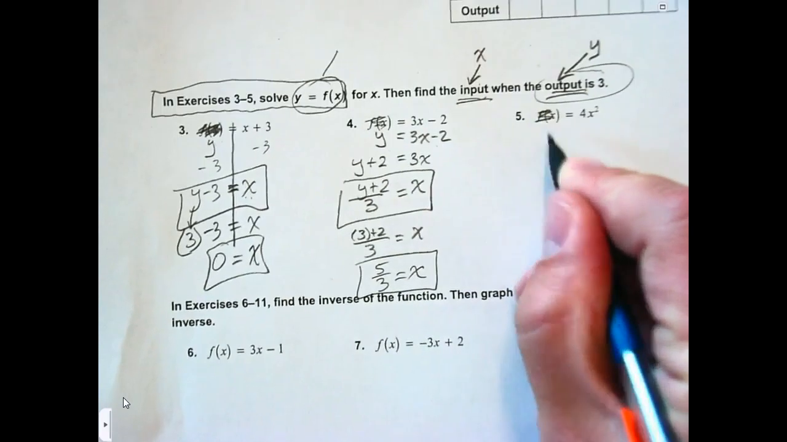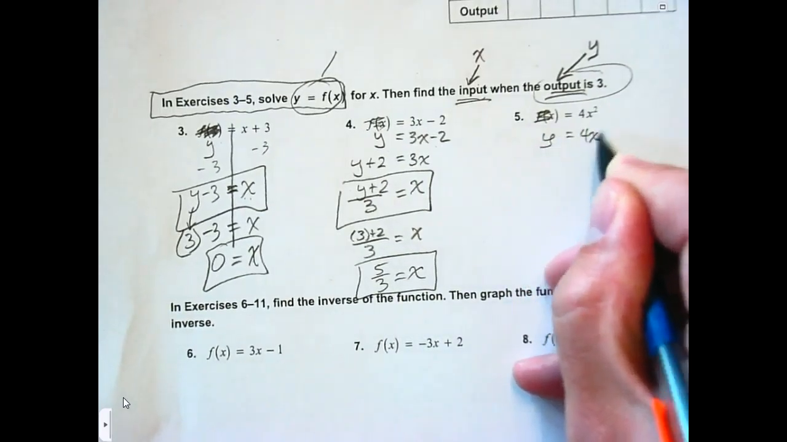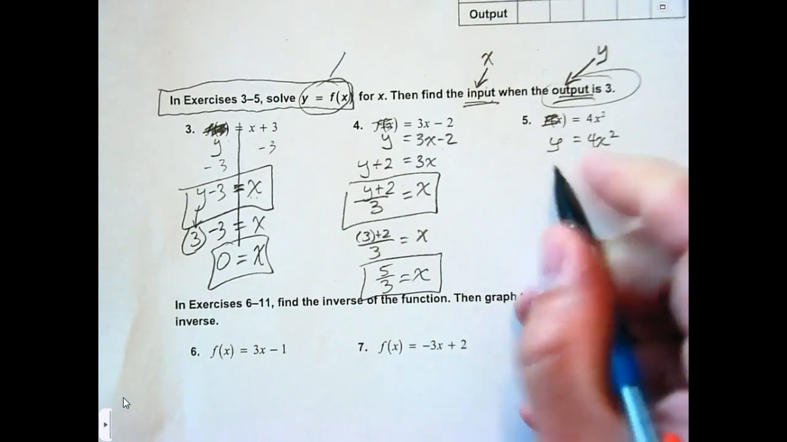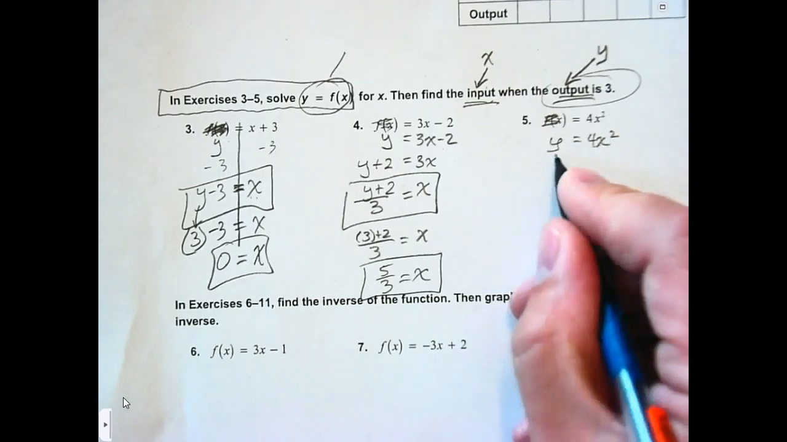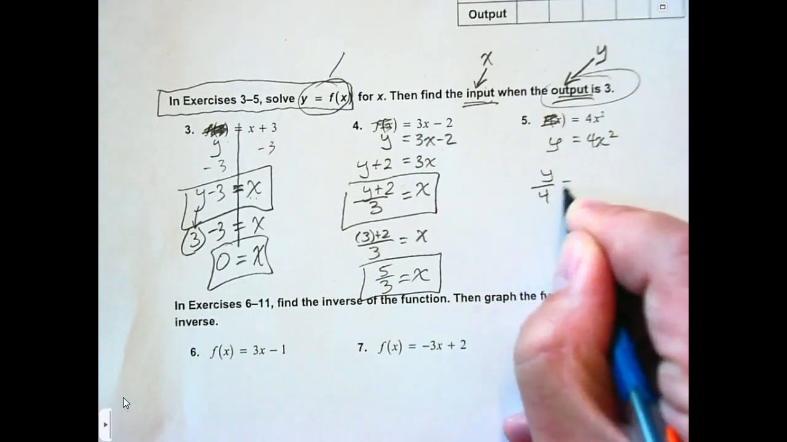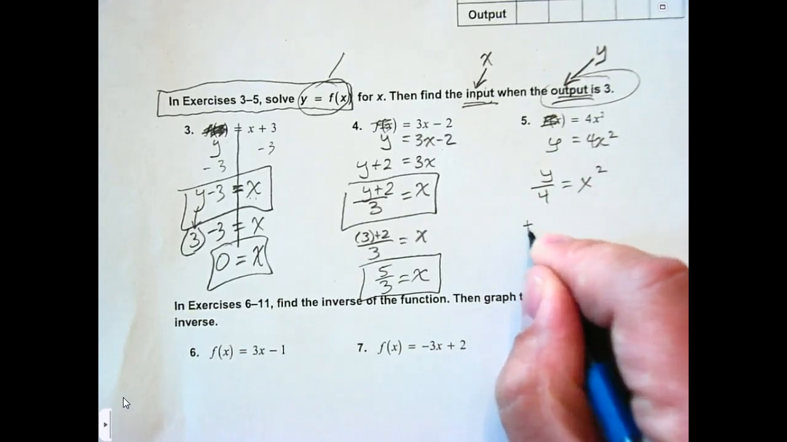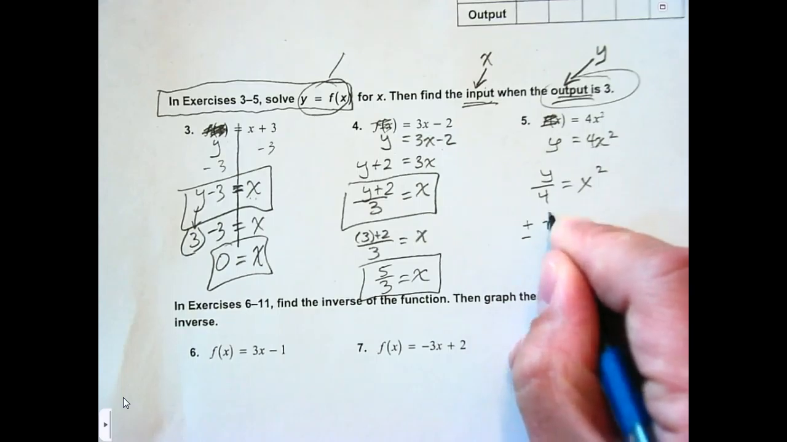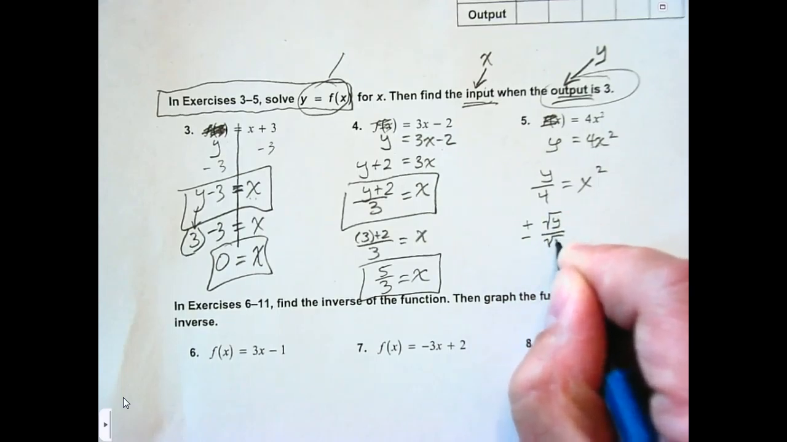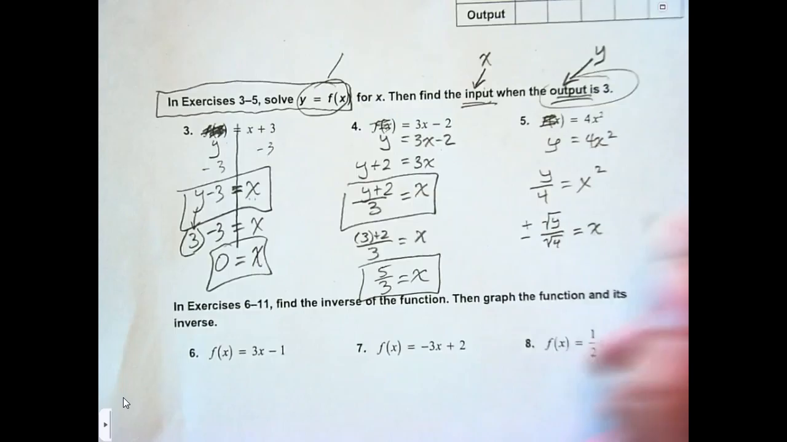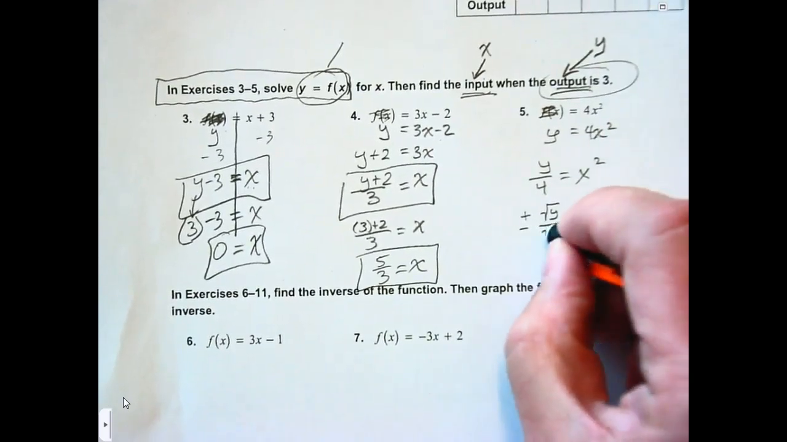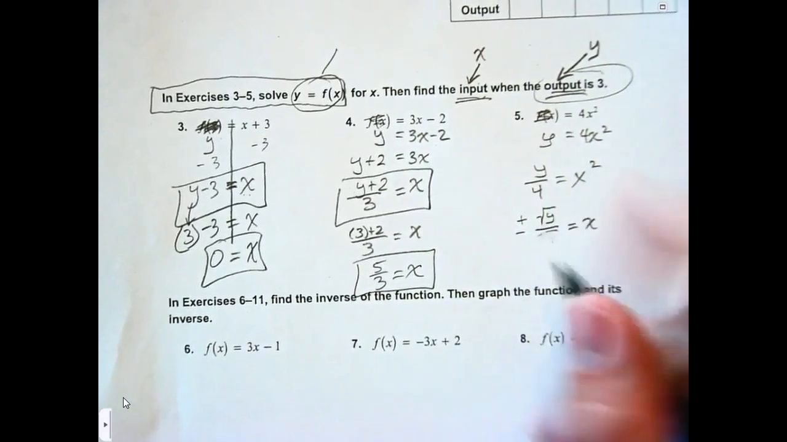This one here, y equals 4x squared, divide by 4, and then take the root. So y over 4 equals x squared. Take the square root, be plus or minus, the square root of y over the square root of 4 equals x. And remember, the root of 4 is just 2.